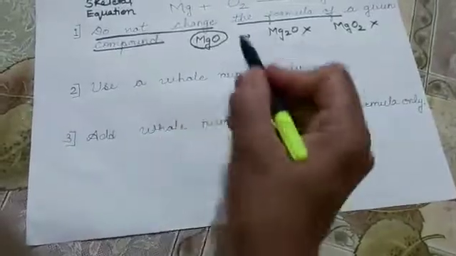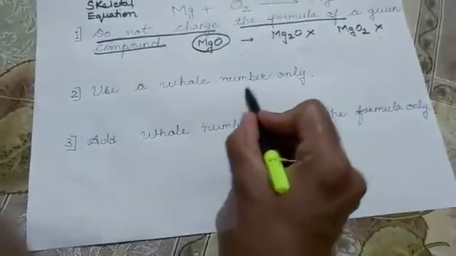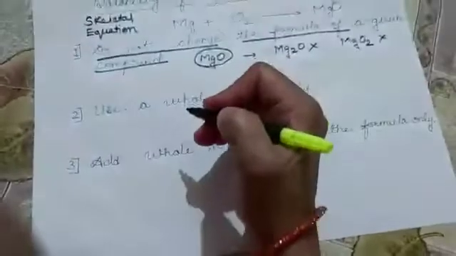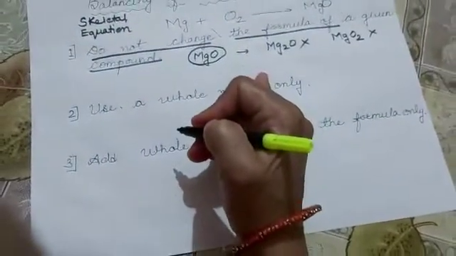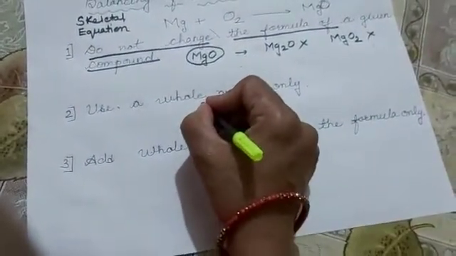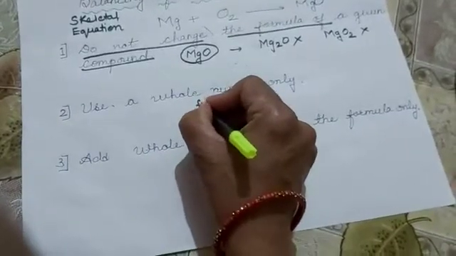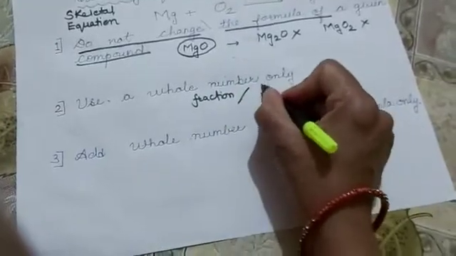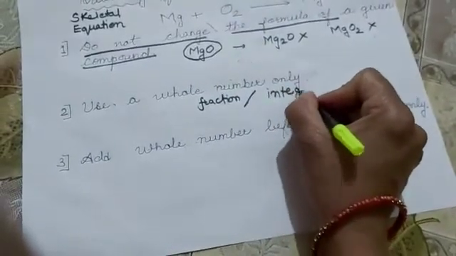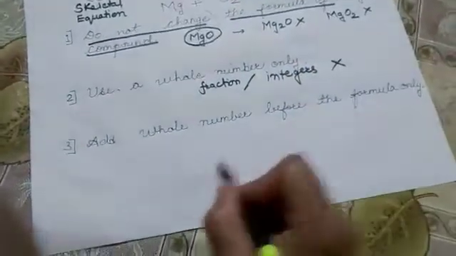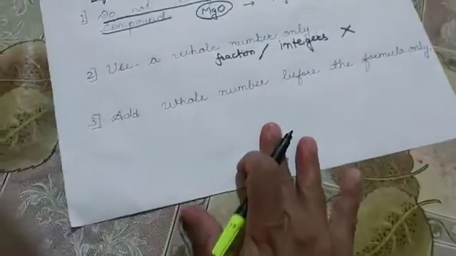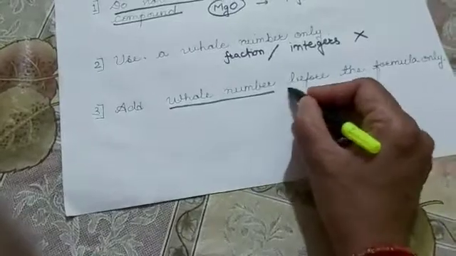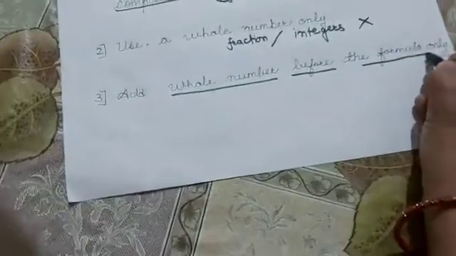Next point is, we have to always use a whole number. In equalizing the number of atoms, we cannot use any fractions. Now the third very important point here is, we have to add a whole number before the formula only.